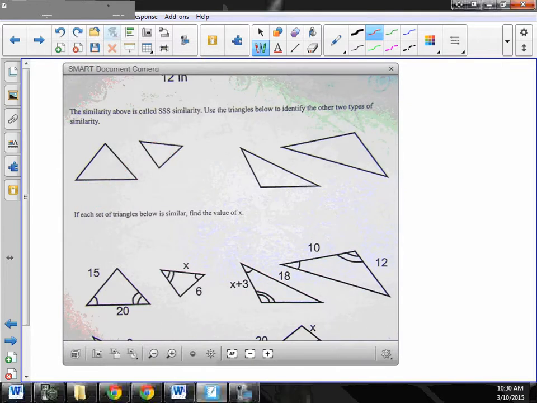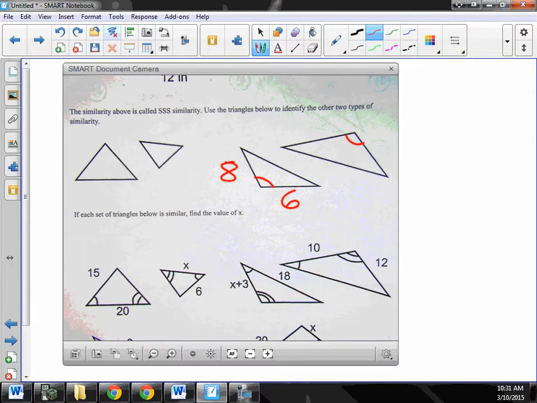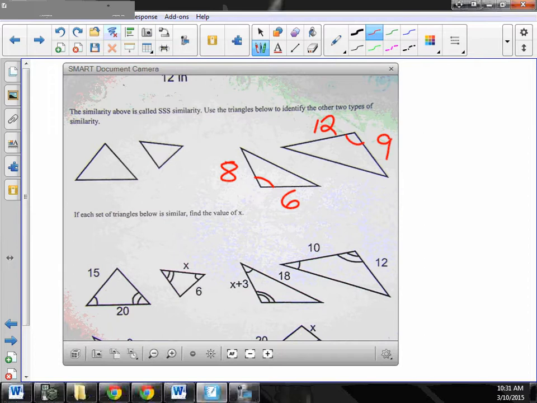The other one involves knowing one angle, and you know both of the sides attached to that angle. So let's say this one is 8, and this one is 6. And then over here, this one is 12. And this one is 9. So this is called side, angle, side.